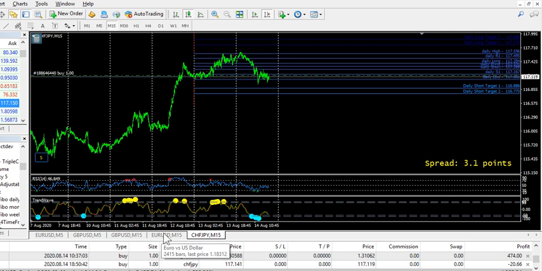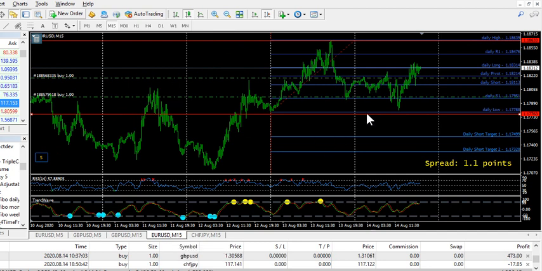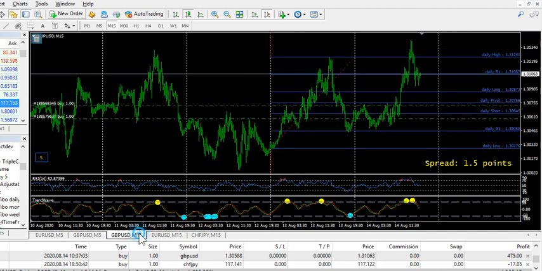Then for the two trades in the morning, Euro USD is still running for the buy. It hasn't given me an exit signal, so I'm still in the buy trade. GBP USD is still running too. It hasn't given me an exit signal, so I'm still waiting for it. So these two trades are still running. If you joined the trades in the morning, I'll tell you when I exit.